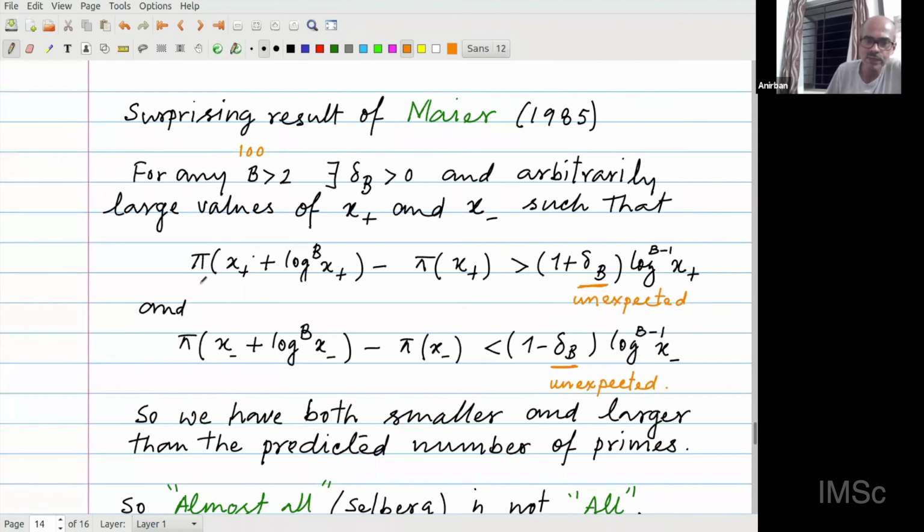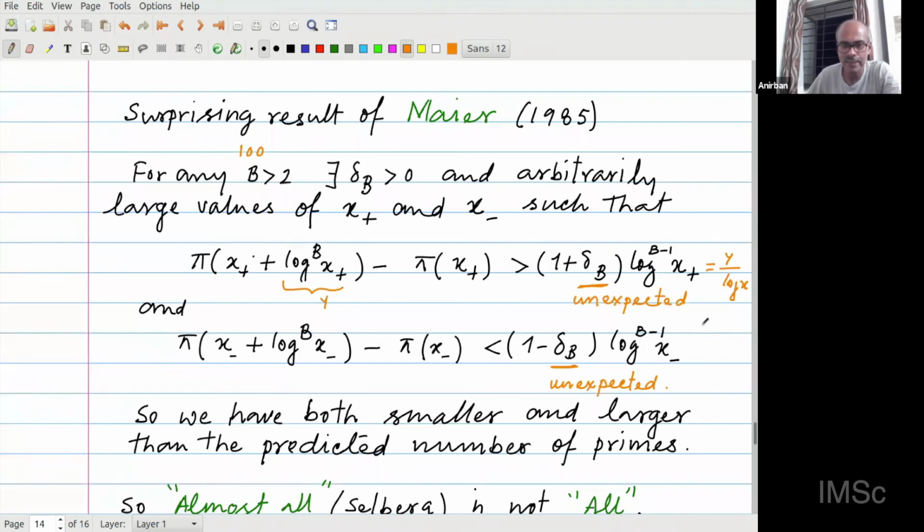this quantity, the number of primes between x plus and x plus plus log to the b of x plus. So this is an interval of length log^b x plus. And this is bigger than 1 plus delta. So if I say that this interval length is y, then the expected count is y by log x, and this is a constant multiple of y by log x.